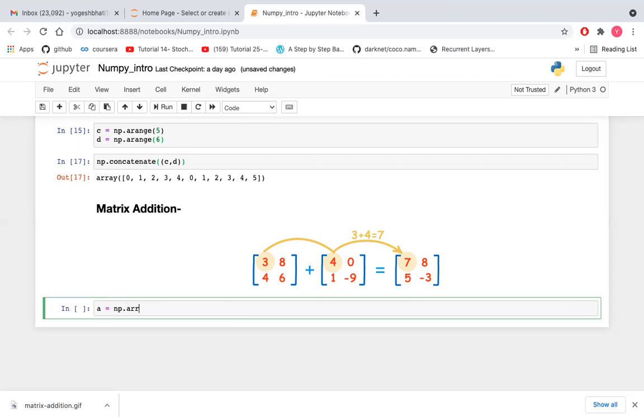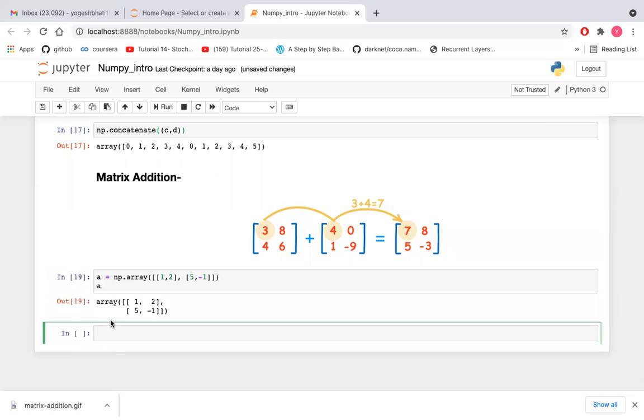np.array, let's create a 2D array, with 5 comma minus 1. Okay, let's create the second one, with 7 comma 8 and 9 comma 0.